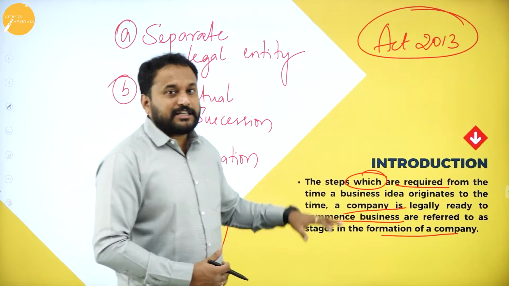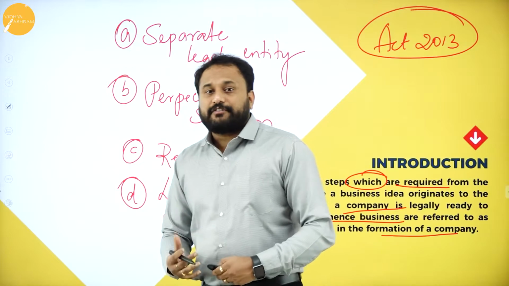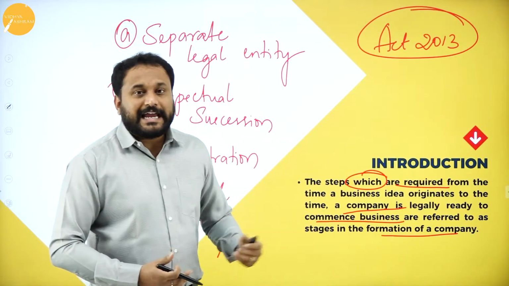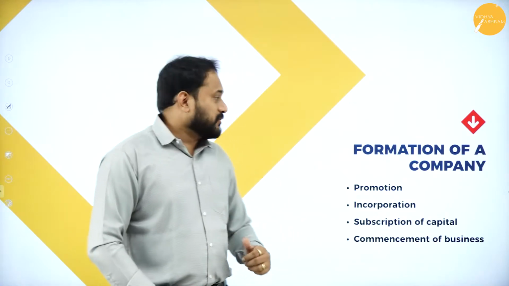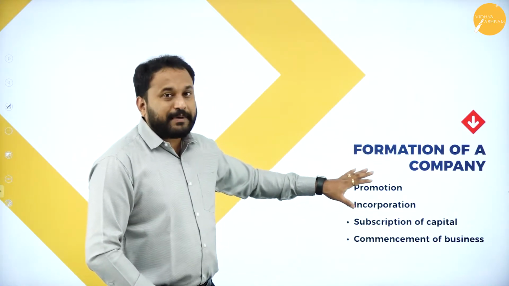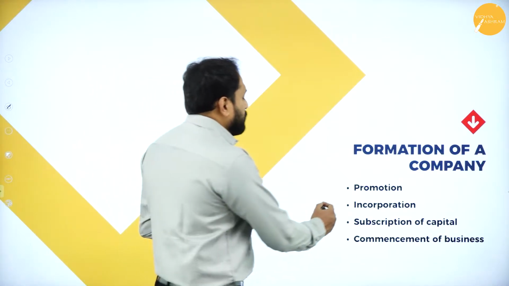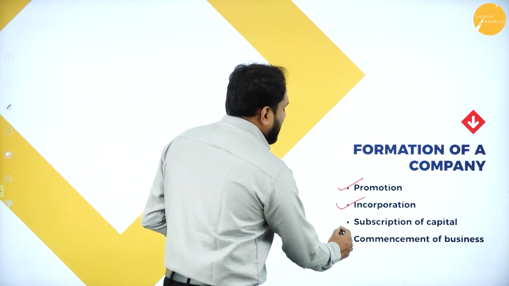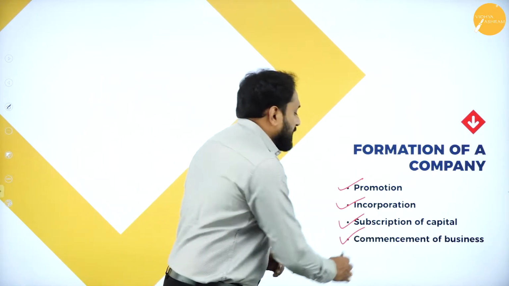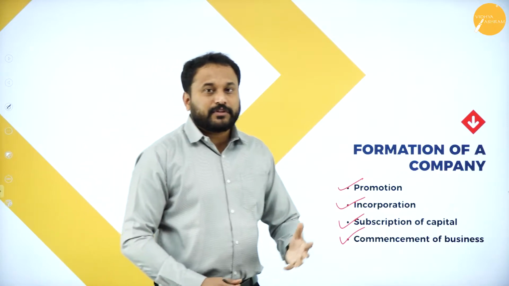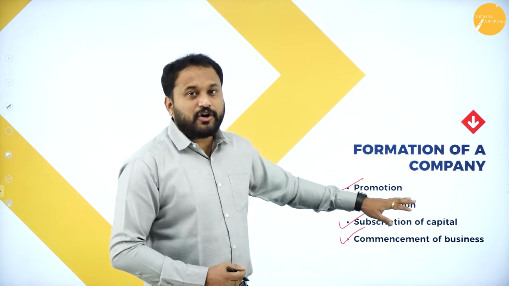So what all the stages will be there, we'll just check, and we need to understand that because it is very, very important. And this is a 8-mark question, that is formation of a company, the stages which you are supposed to know. Now, formation of a company is divided broadly into 4 criteria. One is the promotion, incorporation, subscription of capital, and the last one is commencement of business. Now, I'll just repeat. One is promotion. Second one we have is incorporation.